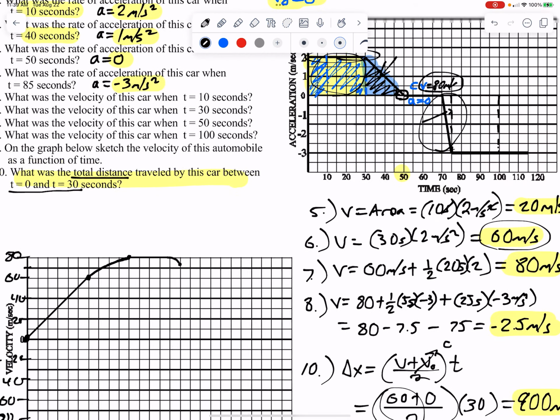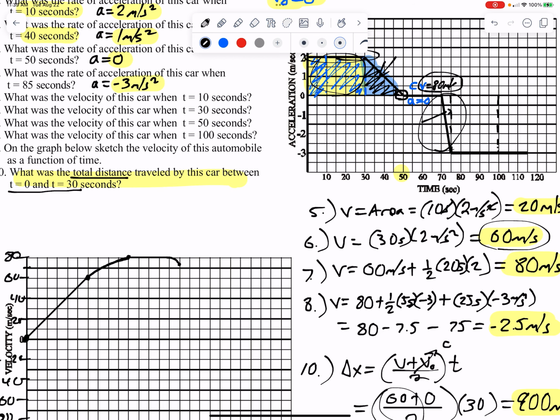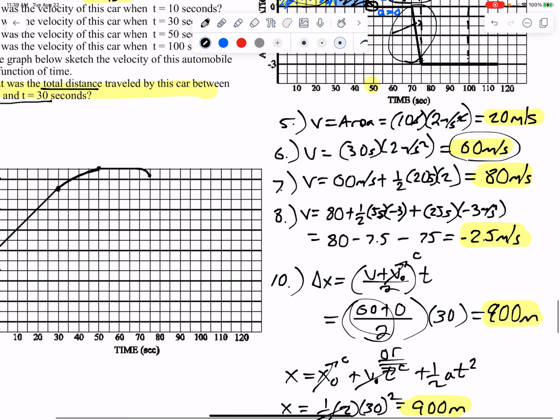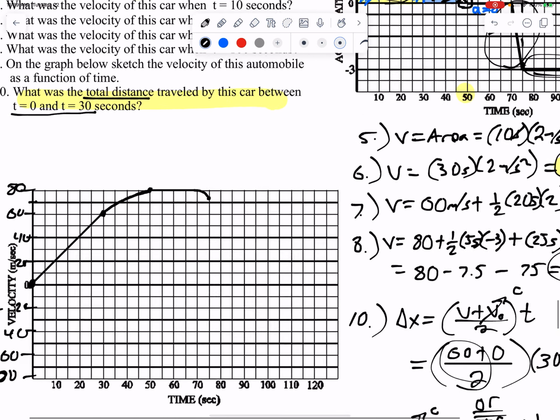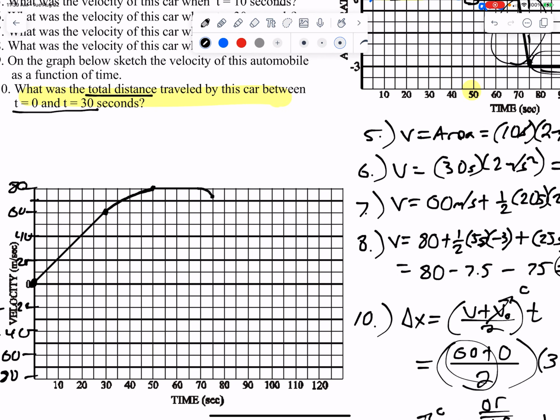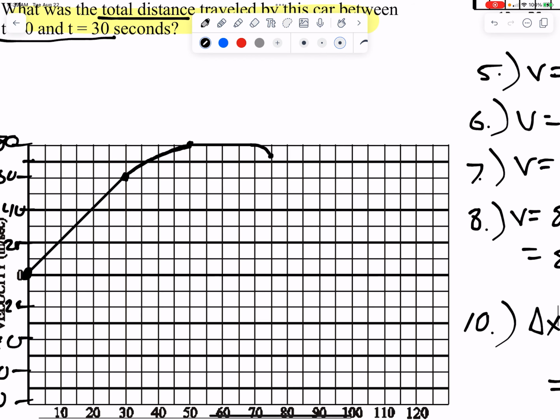And then the last thing we have to do, and this gets us to 100, is plot your last velocity at 100 seconds, and then we'll just connect it from there because you can see it's a straight line for the rest of the way. So at 100 seconds, you're at negative 2.5. Negative 10 would be here. Negative 2.5, maybe right there. Okay, go ahead and connect those with a straight line, and there you are. There's our velocity versus time graph.